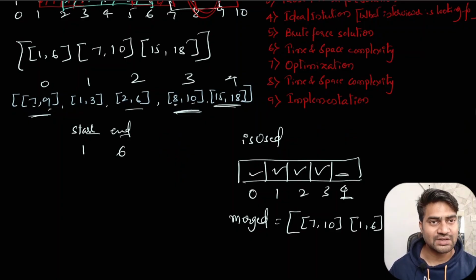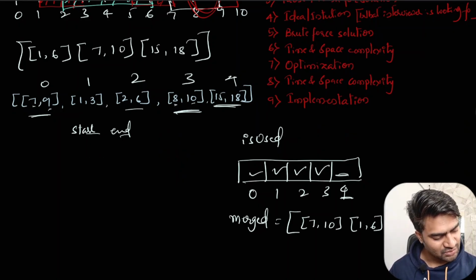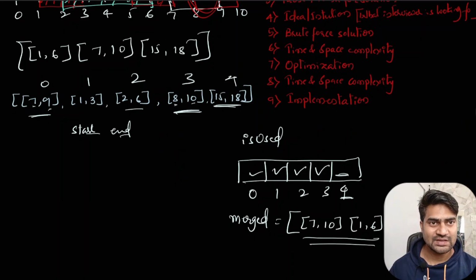Which is 15 comma 18. Now if you see 15 comma 18, it does not overlap with anyone. It is only a single interval. So finally, I will push that 15 18 into my master. Okay, so this way we will get the master. Now if you see 1 6, it does not overlap with any other value. 7 10, it does not overlap with any other value. Then 15 18, it does not overlap with any other value. So we successfully processed all the intervals.